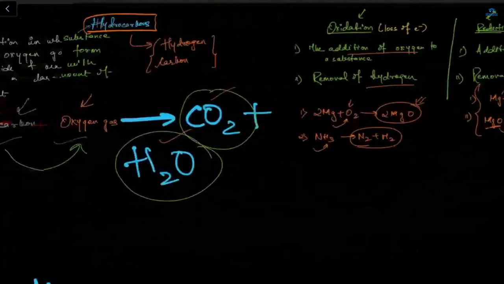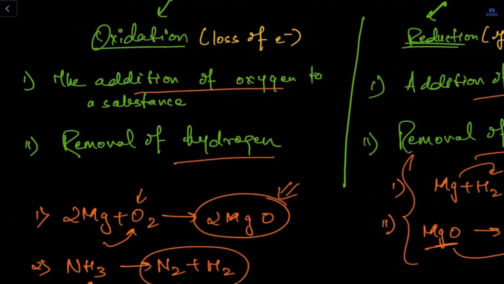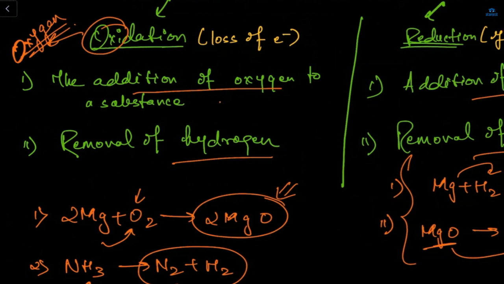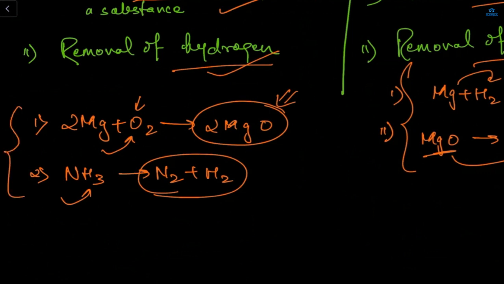Okay, next is the oxidation and reduction reaction. Oxidation reaction: oxy means oxygen, so that's a short form, oxidation, oxygen. So the addition of oxygen to a substance is known as oxidation, and the removal of hydrogen is also known as oxidation. For example, if you see these two examples, here is the addition of oxygen: magnesium plus oxygen gives magnesium oxide, and NH3 is getting oxidized to N2 plus H2.